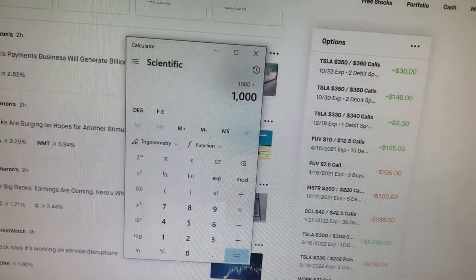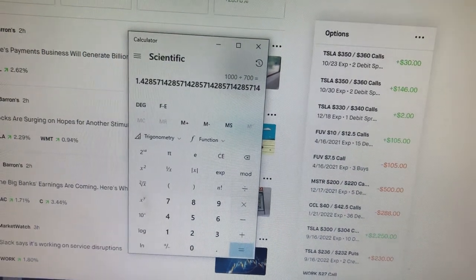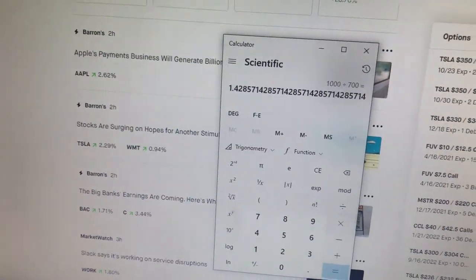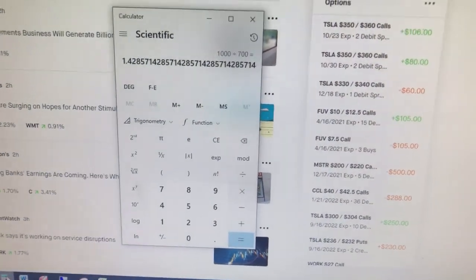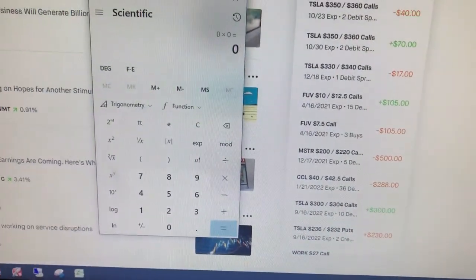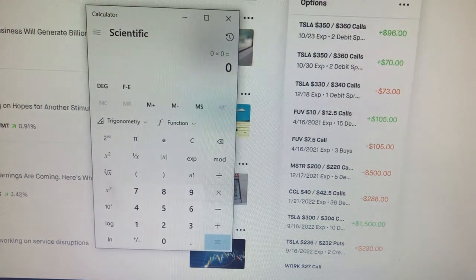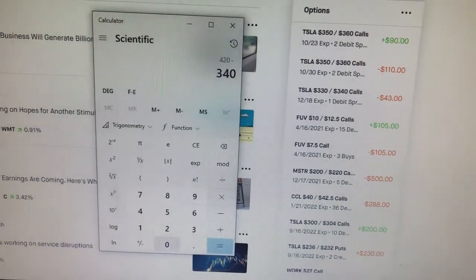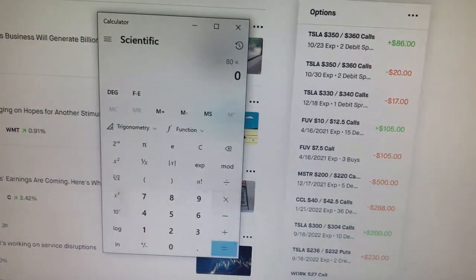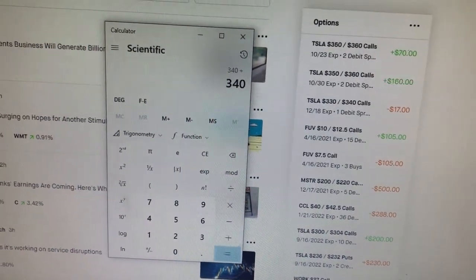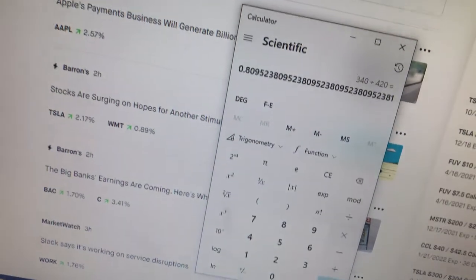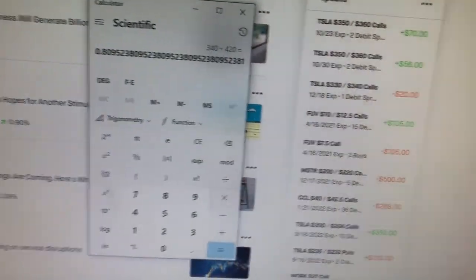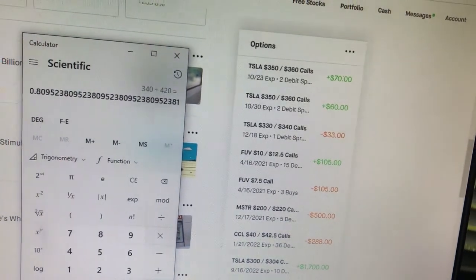10,000 bucks is my profit. Divide that by $700 for my cost, and that's a gain of 43% profit. And this is saying that Tesla will not lose. I think Tesla is 420 right now. So I could do 340. This is saying that Tesla will not lose 20% in the next 2 months. It won't lose 20% in value in the next 2 months.